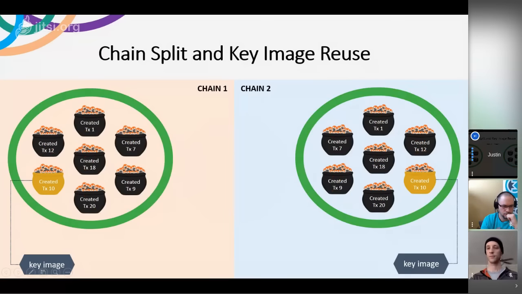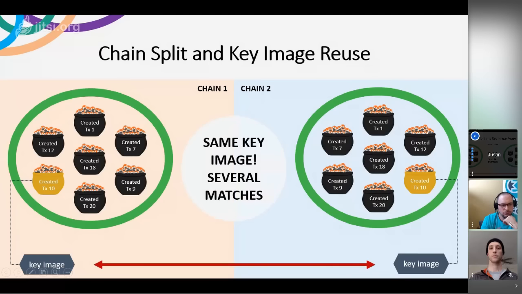Now, if you are able to take a more mitigating route like we explained earlier, instead of choosing completely different decoys, or again these black pots, in both transactions, if you reuse the same exact decoys for both transactions, then you could again look for a key image match, but every single one of these outputs would be overlapping and you're no longer able to narrow down which outputs are specifically spent.